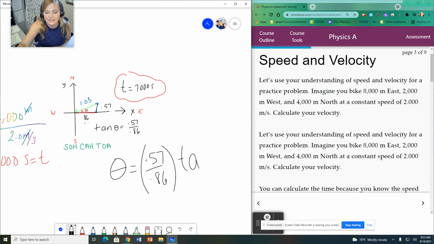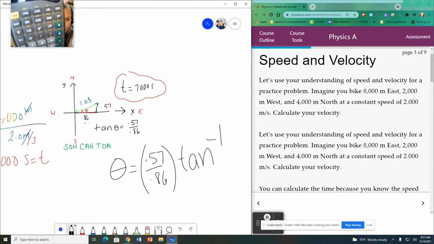And then we're going to take the inverse tangent of that. On your calculator, it's the tangent to the -1, which for me is a second function, which you can kind of see there in yellow. So first I go 0.57 divided by 0.86, and then I get a number, I hit enter, and then I hit second function and tangent, and that gives me 33.5 degrees. Make sure your calculator is set to degrees as well and not radians or grads or anything. You have to have degrees, so make sure that's set correctly.